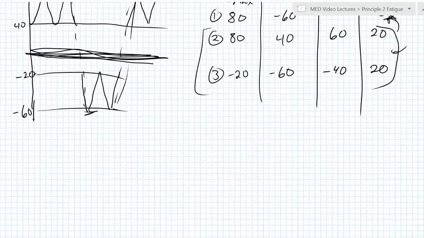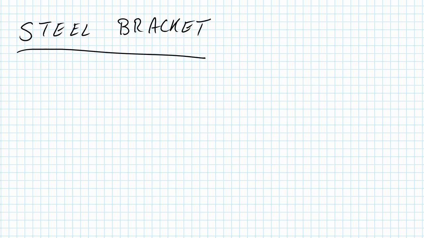So let's look at an example to make this a little bit more clear. All right, let's consider a steel bracket that we're in the process of designing. So we don't know much about it, but I'll give you some simple loading to begin with. So let's assume it has fully reversed loading at a couple different cycles. And the reason I'm starting with fully reversed is it's a little bit more simple to deal with.